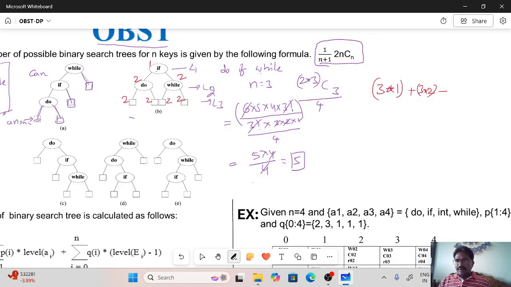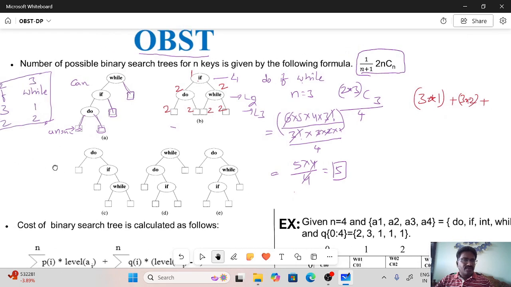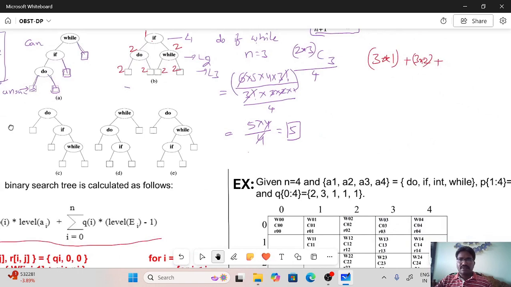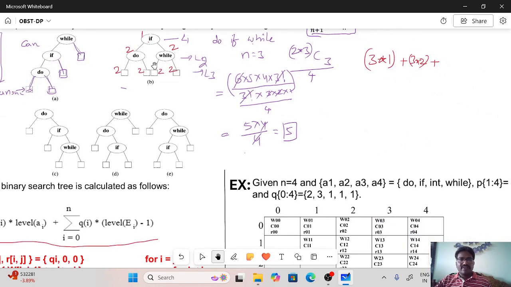Plus, and for the while, what is the while frequency for successful? 1. Okay, and at which level is it available in our second example? Second level. So that is nothing but 1 into 2. So these 3 are the successful, plus we must consider unsuccessful also. Unsuccessful nodes are all available at level 3, but how many comparisons does it need? It takes only 2 comparisons.